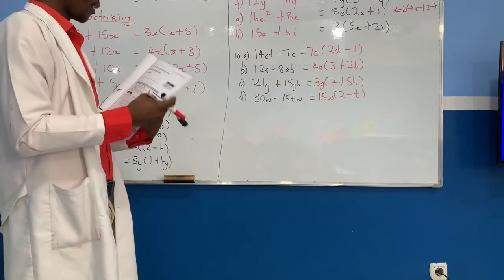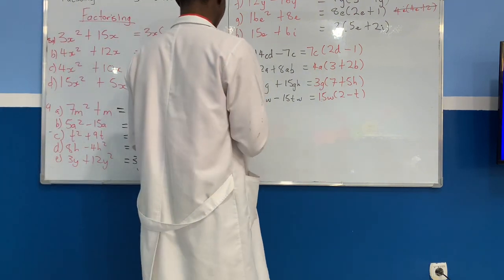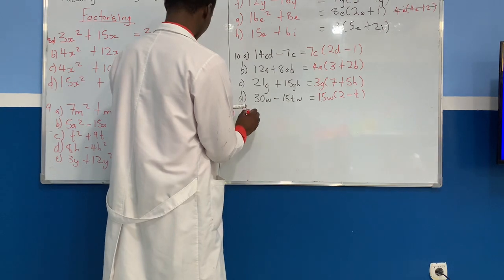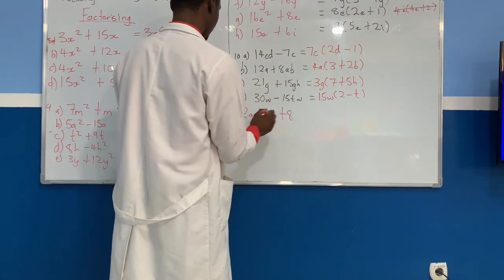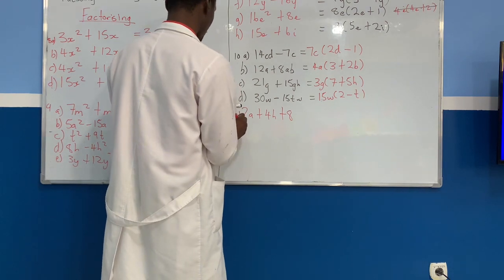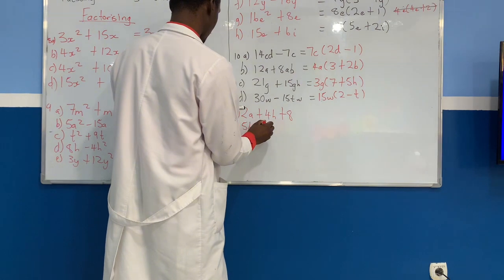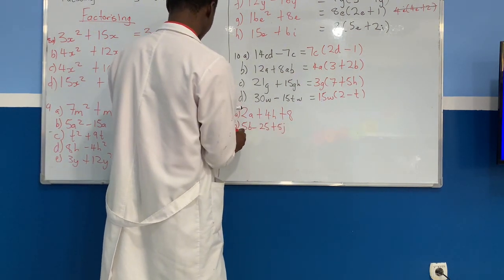Alright, so we're going to swiftly move forward. Copy and complete each factorization. 11. Okay, so we move on to number 11a. The first one was 2a plus 4h plus 8. Second one was 5b minus 25 plus 5j.